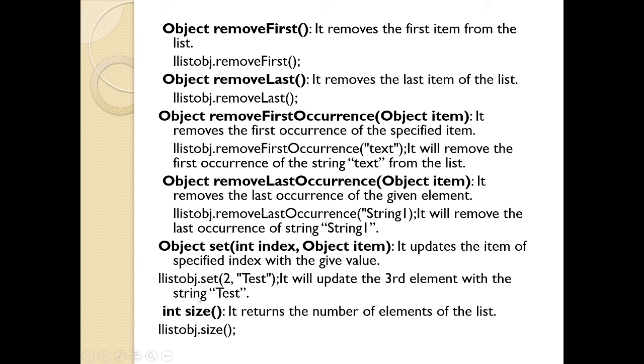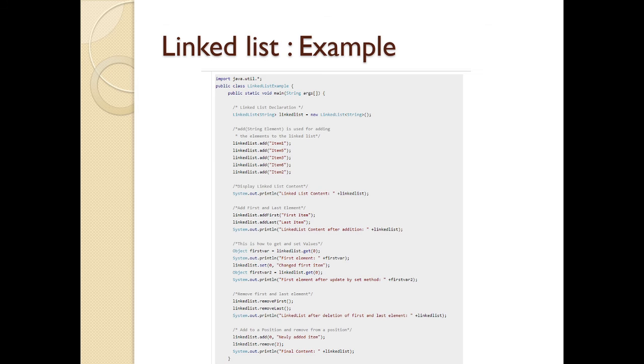And the int size method, which we have already seen in the array list, will return the number of elements which are there in the linked list. So it returns an integer value. So these are the methods.